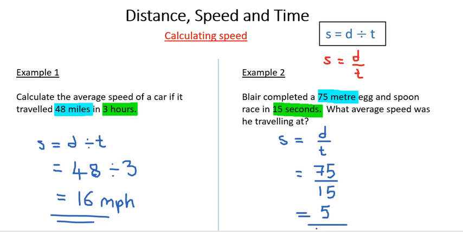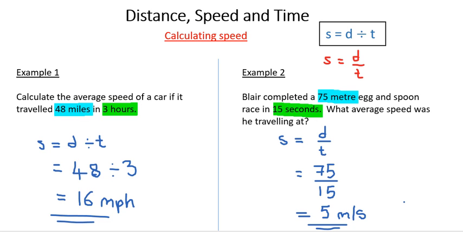Now again, need to put our units in. So I will again look at the question. So 75 metres in a total of 15 seconds. So we want to know our speed here would be in metres per second. So how many metres did he travel every second? Well, there's 15 seconds, so we divide by 15. So he must have travelled every second, he must have travelled 5 metres. So 5 metres per second.